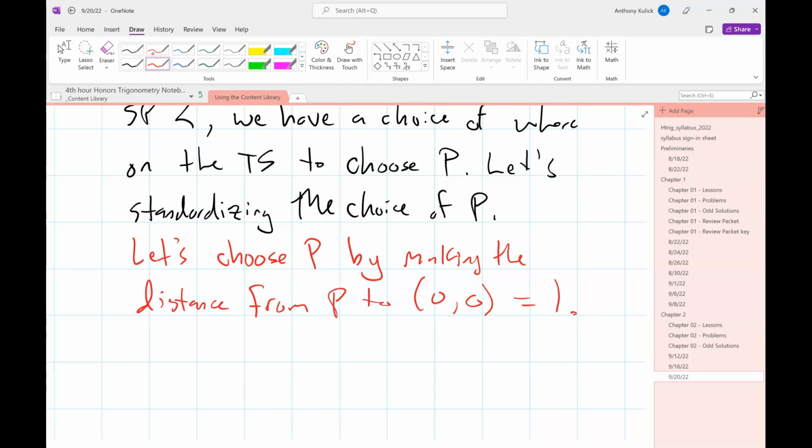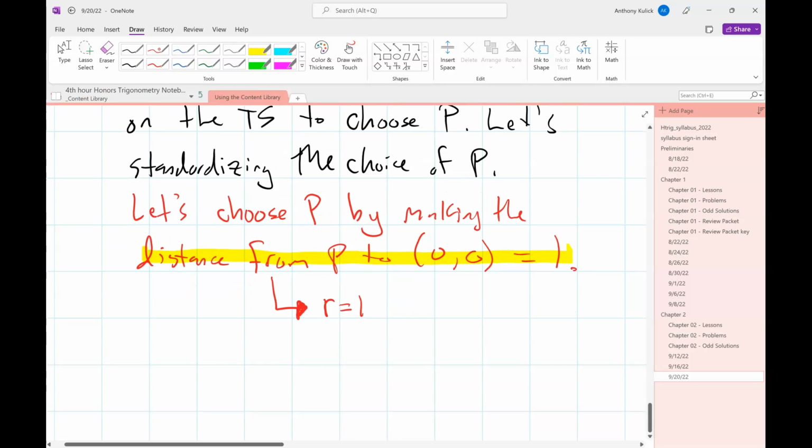Okay, Mr. Kulik, who cares? What the heck does this matter? Well, what does this change? Or what does this make constant now? It tells us that the r is always going to be 1, right? r was the distance from the point to the origin. If we're always going to choose our point so r becomes 1, how do our definitions update?